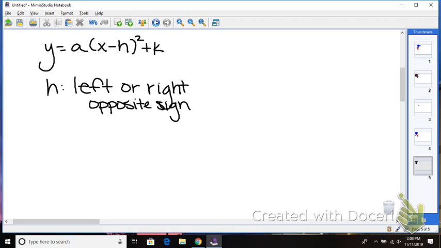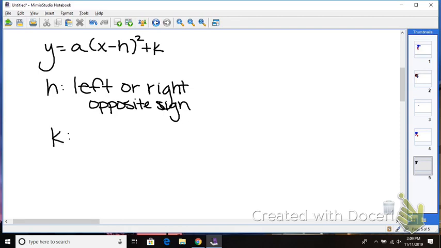So if it's x minus 4, that takes you to the right 4. If it's x plus 4, that takes you to the left 4. So right now, since it's minus, that's plus. This would be a positive shift. Okay, K.